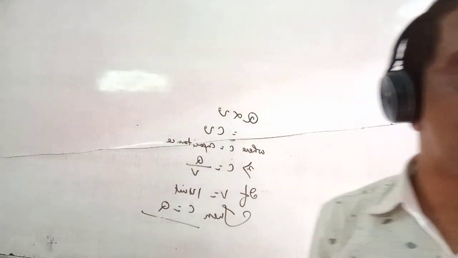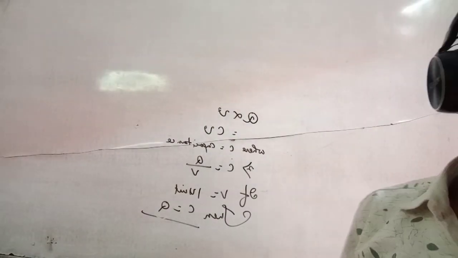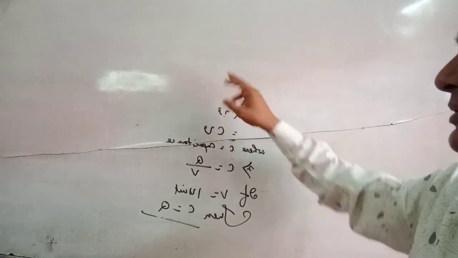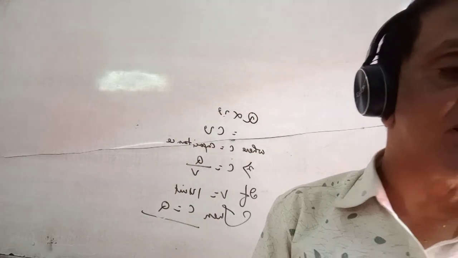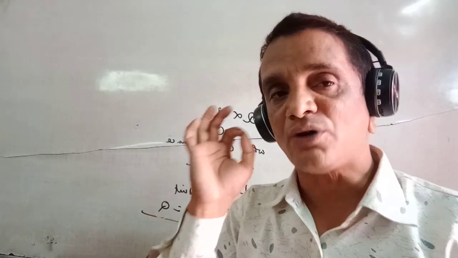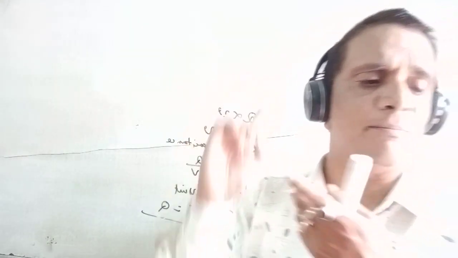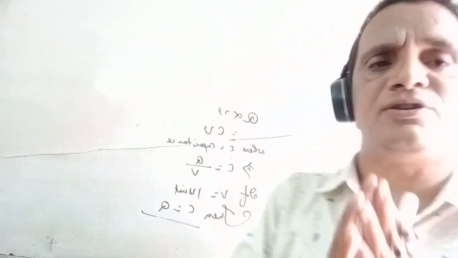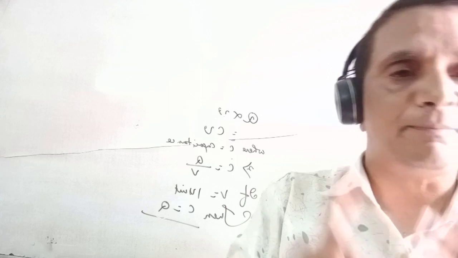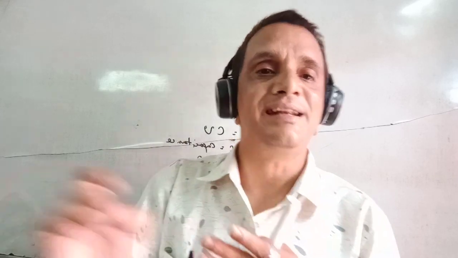Capacitance generally depends upon the shape and size of the conductor. It depends upon the nature of the medium between the conductors, because Q by V depends upon the nature of the medium, and it also depends upon the presence of other conductors in the neighborhood. So the factors are: number one, the shape and size of the conductor; second, the nature of the medium; third, the presence of other conductors nearby.